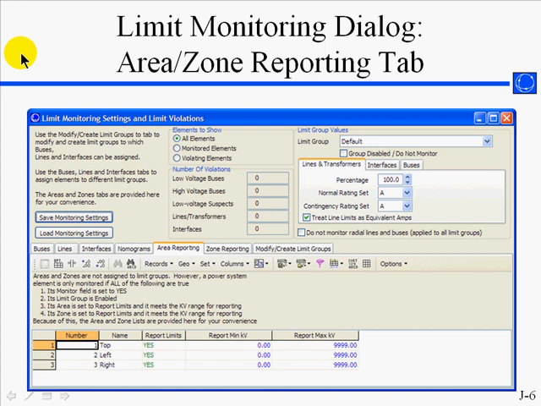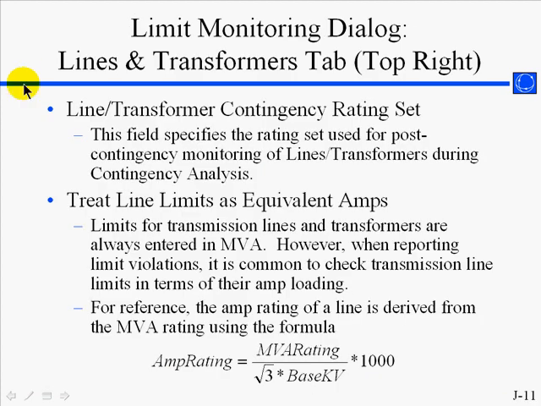This slide shows in detail what is meant by the option of treating line limits as equivalent amps. The amp rating is calculated with this equation, which is based on the MVA rating and the nominal kV of the line.